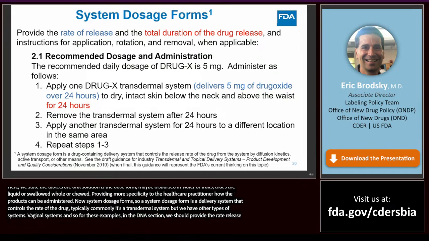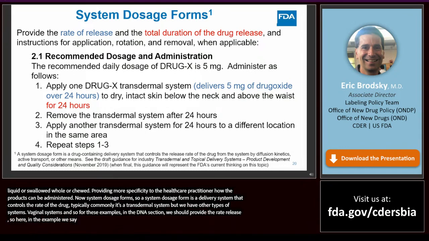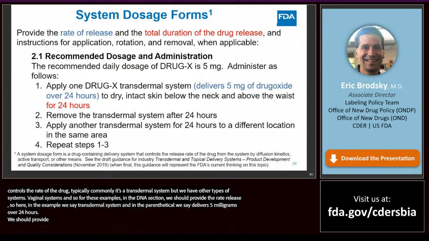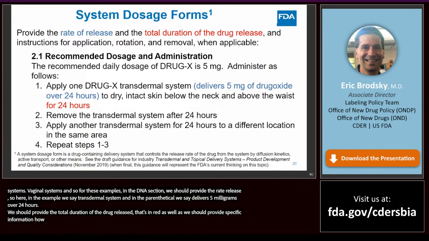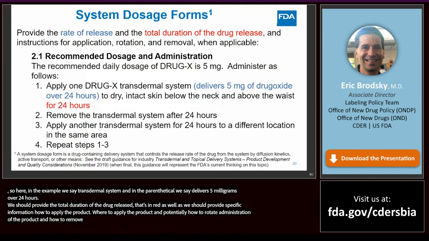So here in the example, we say transdermal system, and in the parenthetical, we say delivers 5 milligrams of drugazide over 24 hours. We should provide the total duration of the drug release. That's in red. As well, we should provide specific information about how to apply the product, where to apply the product, potentially how to rotate administration of the product, how to remove the product, and potentially how to reapply the product. That's all in this example.